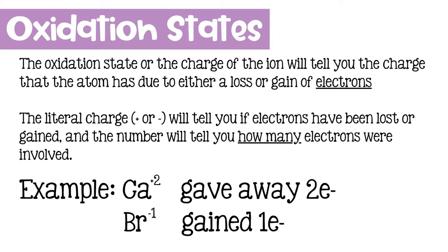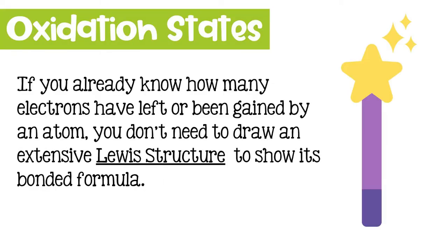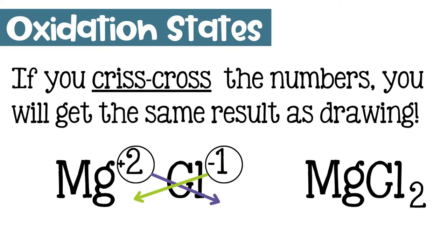So the literal charge, positive or negative, will tell you if the electrons have been lost or gained, and the number tells you how many electrons were involved. So sign tells you gain or lose, number tells you how many. If you already know how many electrons have left or been gained by an atom, you don't have to draw the Lewis structure to show its bonded formula. Instead, we use the crisscross rule.